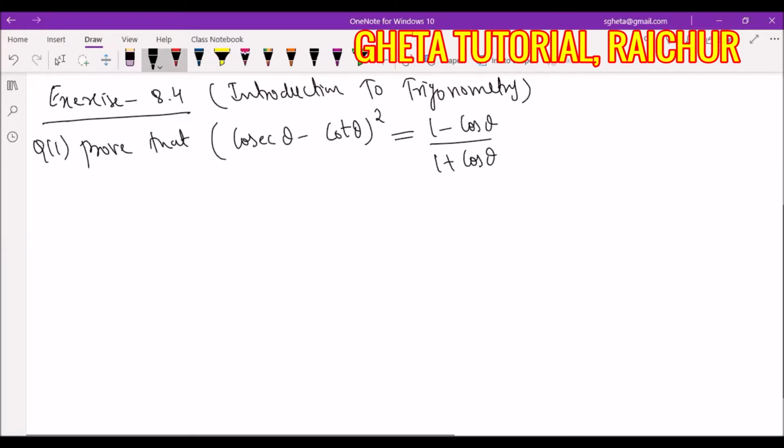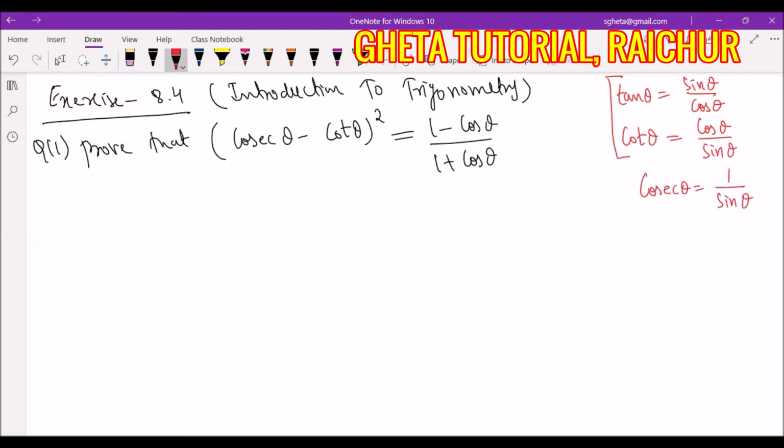Before we do this problem, I just want to give you a small introduction. Whenever tan theta comes in the question, you can write it as sin theta by cos theta. If cot theta comes in the question, you can write it as cos theta by sin theta. If you have cosec theta, you can write it as 1 by sin theta. And if secant theta comes in the question, you can write secant theta is equal to 1 by cos theta. So this is the information you must know before solving this question.